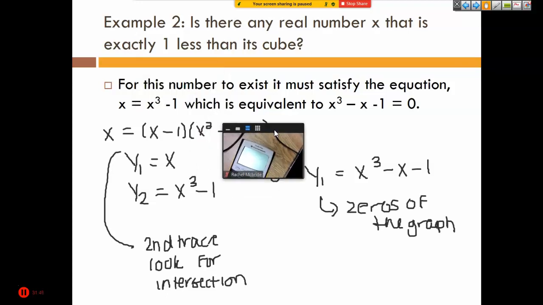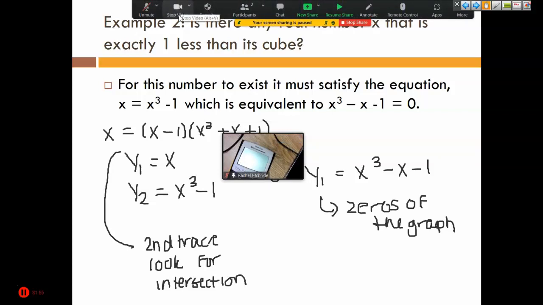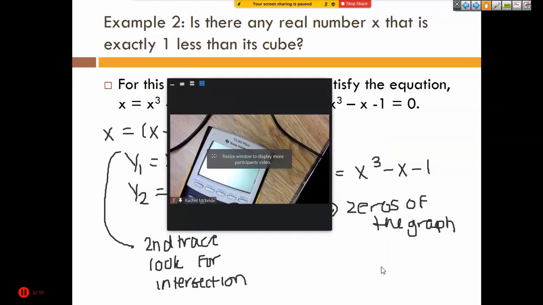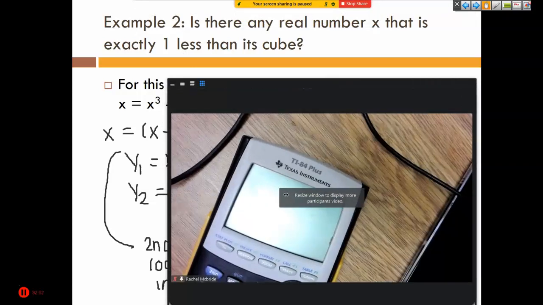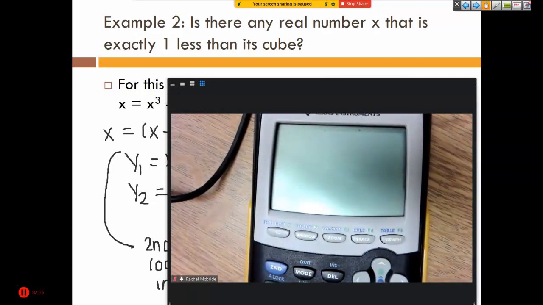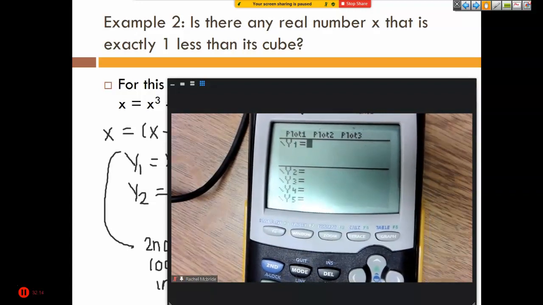I don't know why it won't let me make this bigger. There we go. Do you want to use y1 and y2 and find their intersect, or do you want to do y1 and find the 0?